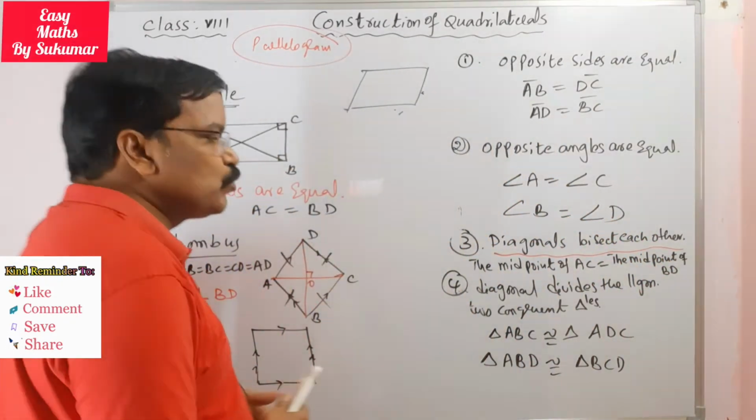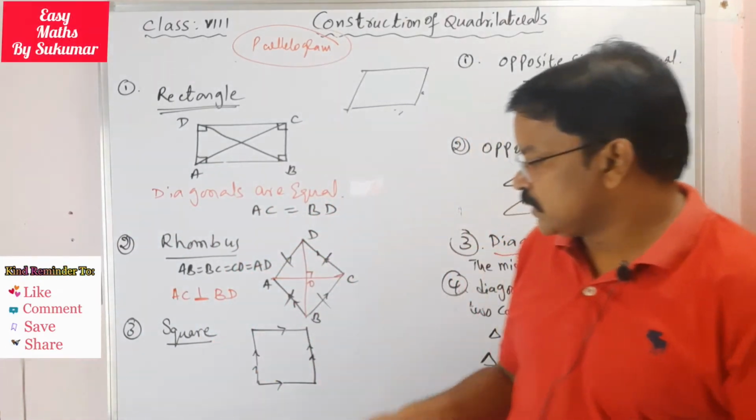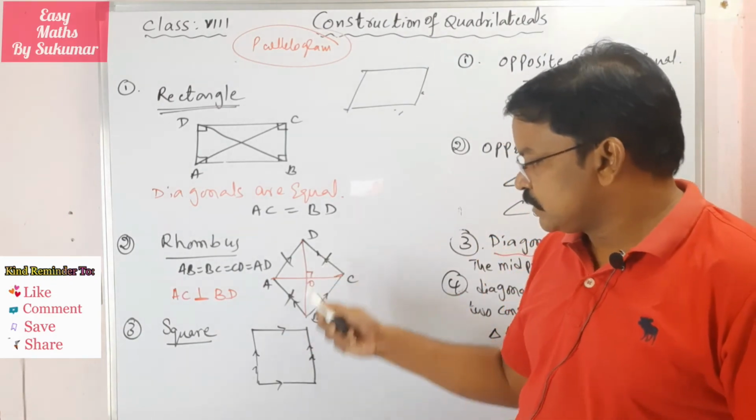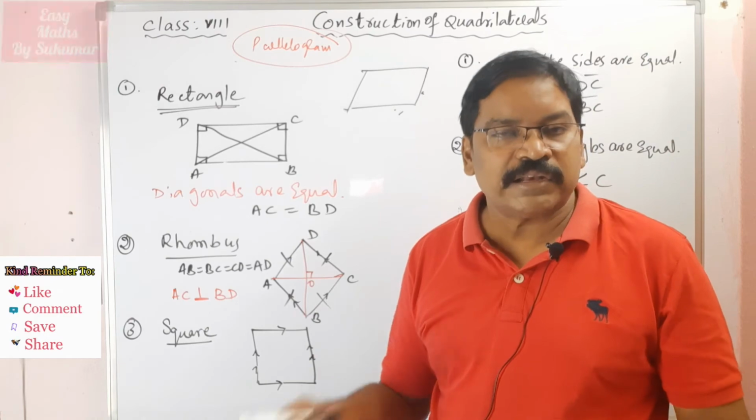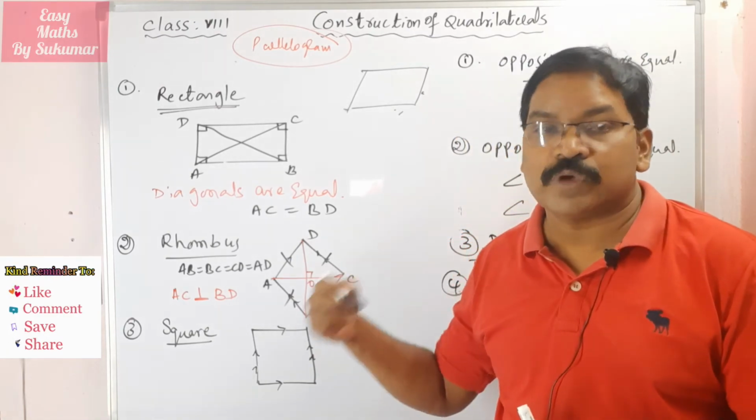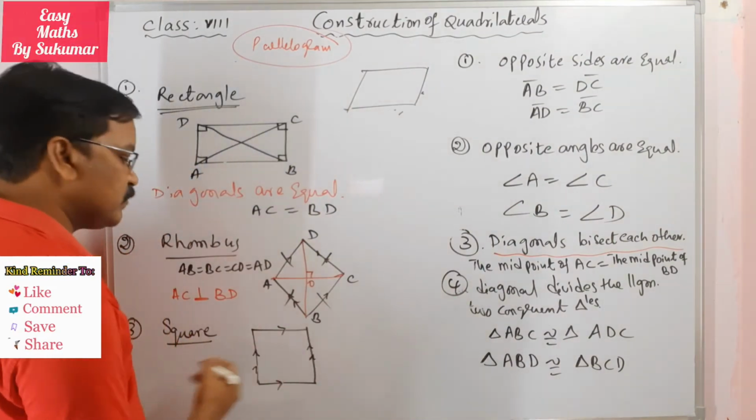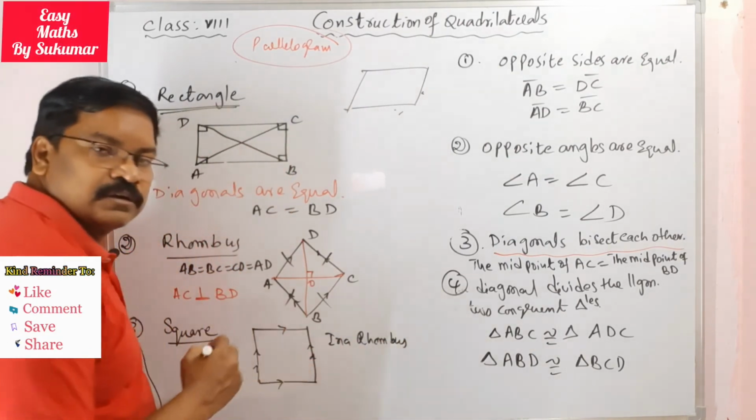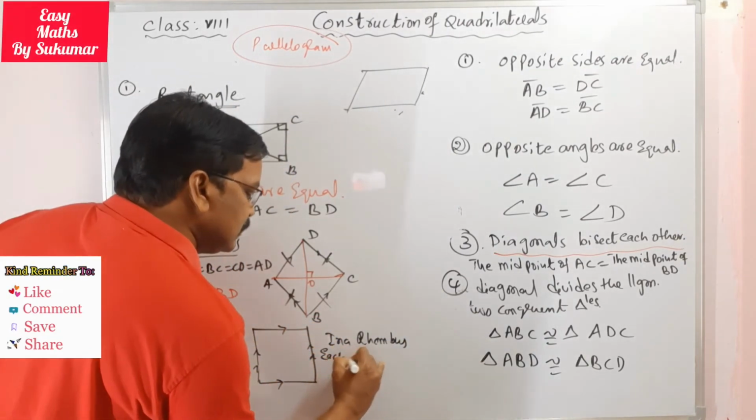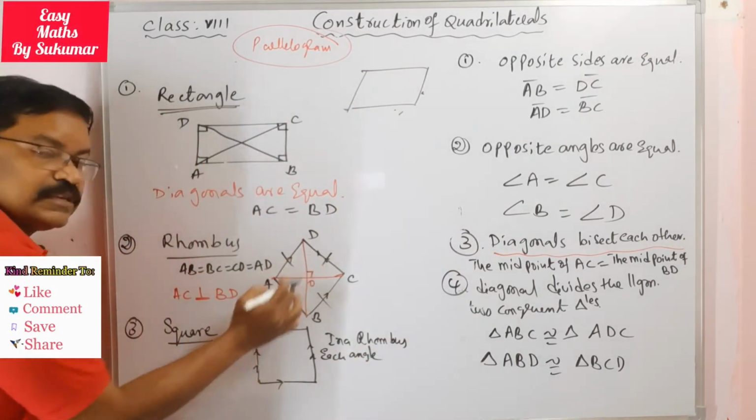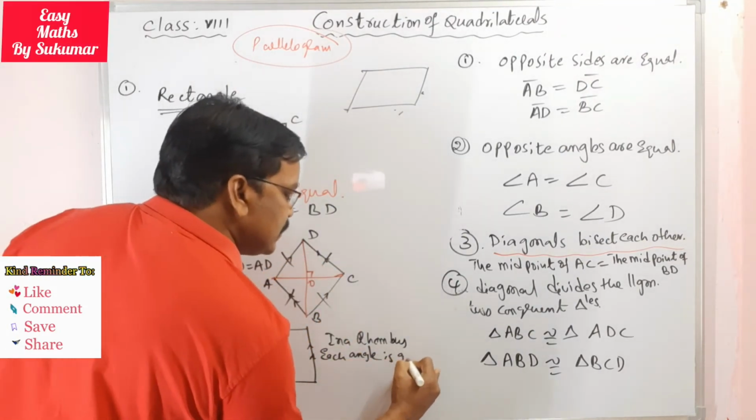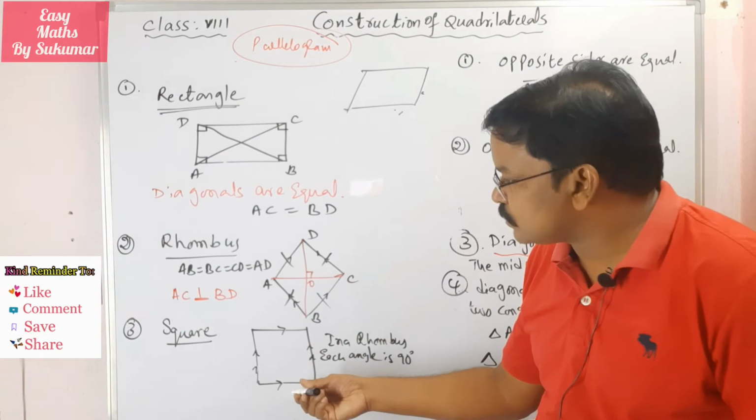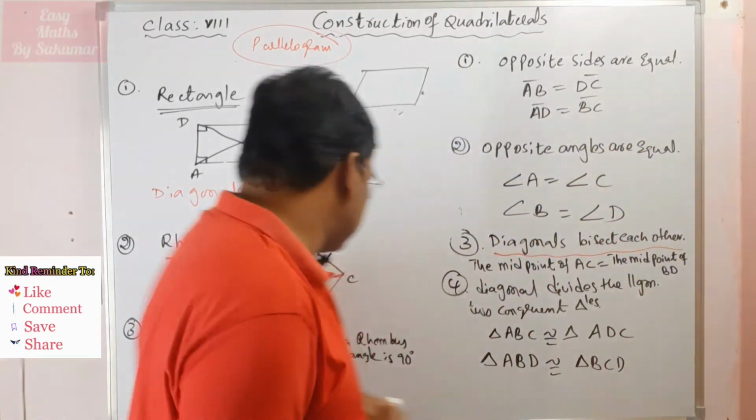Okay, coming to the square, my dear students, how do you define a square? Start with a rhombus. In a rhombus, if each angle is a right angle, or 90 degrees, then it is called a square, right? So the definition of the square: in a rhombus, if each angle is 90 degrees, then it is called a square.